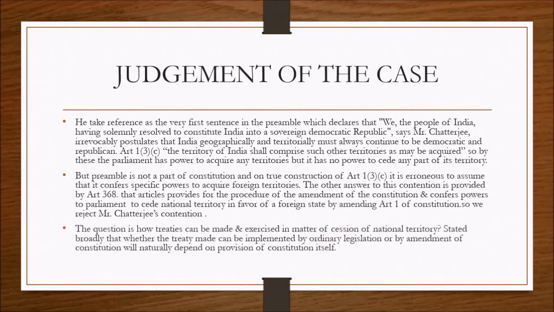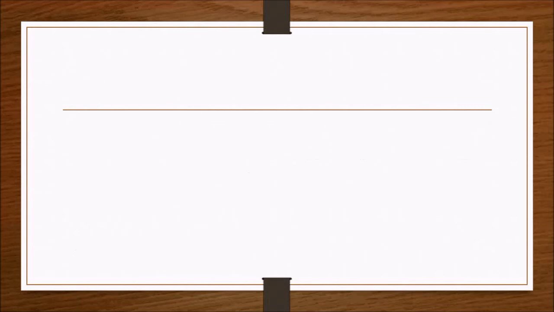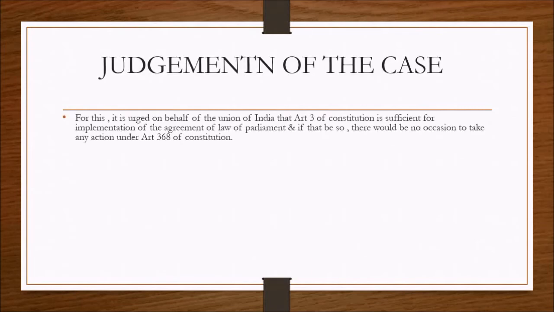Then the question is how treaties can be made and exercised in matter of cession of national territory. Stated broadly, whether the treaty made can be implemented by ordinary legislation or by amendment of the Constitution will naturally depend on the provisions of the Constitution itself. Then go to the further judgment.